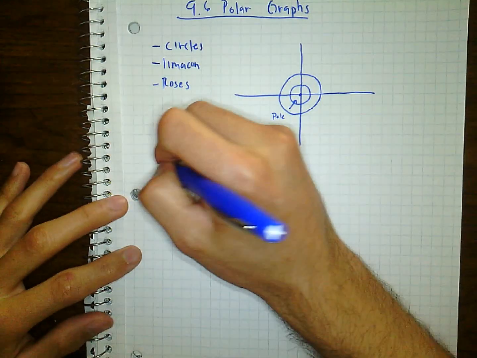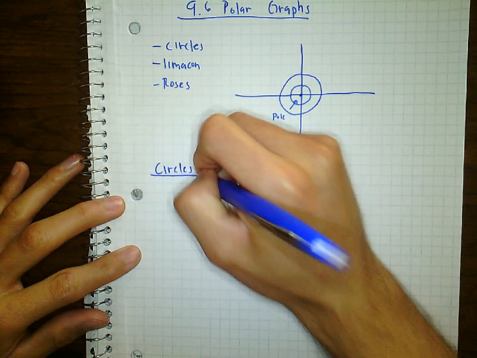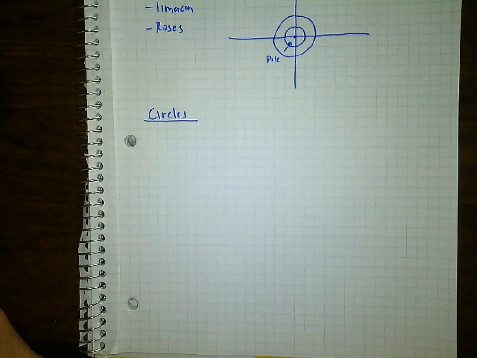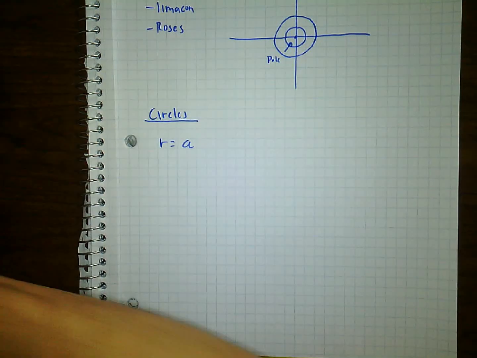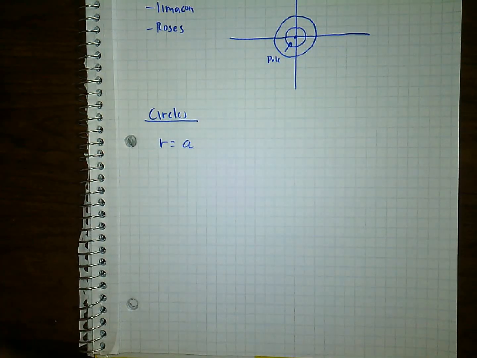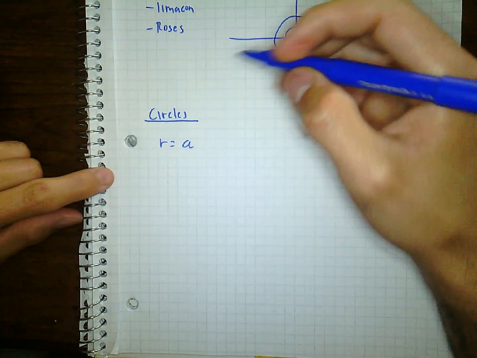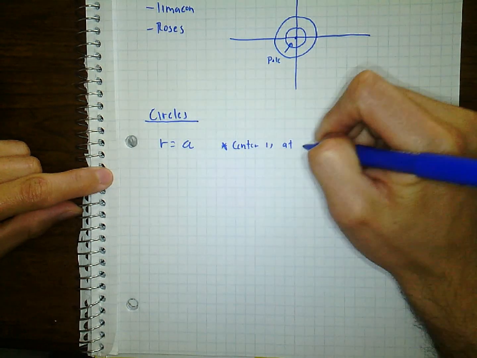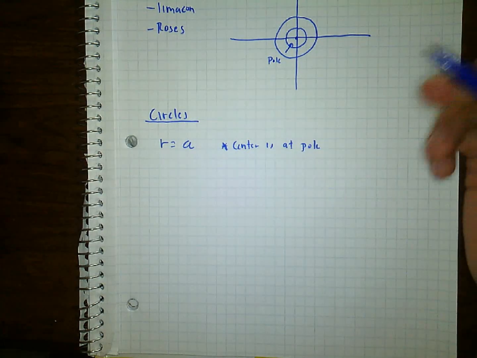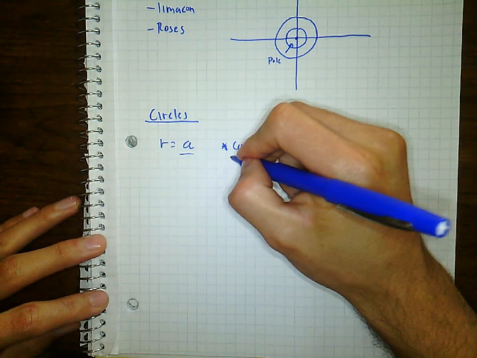Okay, so let's start out with circles. There's two types of equations that we're going to talk about. The first type of equations are going to be in the form of r equals a. It's pretty simple. Remember that r in polar mode really just means radius. So this is a type of circle where the center is at the pole, and literally a would be the radius.